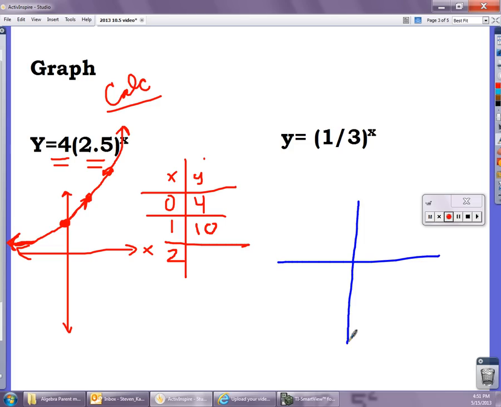What's the y-intercept? So here, for all these problems, we kept talking about the number in front being the y-intercept, and there's no y-intercept here. So if you're ever not sure, I'm going to show you a trick in a second, but if you're ever not sure, the y-intercept is when x is 0. So if you plug a 0 in here, 1/3 to the 0 power is 1.